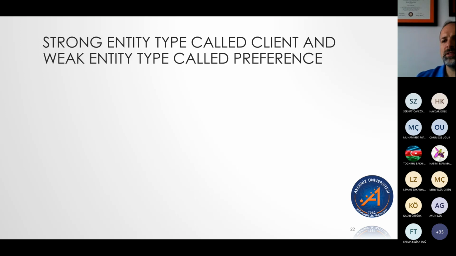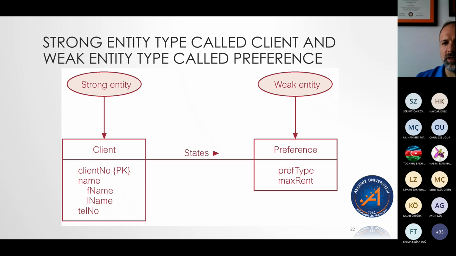This is going to be important when we get into the different design phases. In this example, a client states their preference. The preference is the weak entity because it doesn't make sense for a preference of a client to exist if the client doesn't exist.